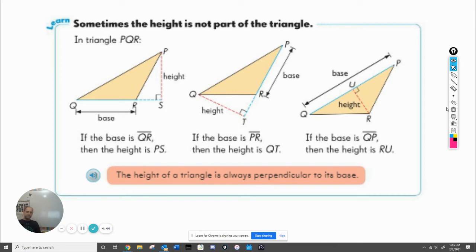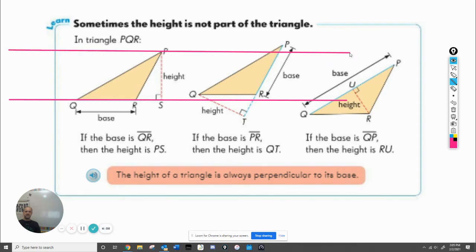But we're measuring the height here because what you need to do is imagine that the base sits on one line, and just bear with me here, and the height sits on a line that's parallel to the base. And what do we know about parallel lines? Parallel lines are always the same distance apart.